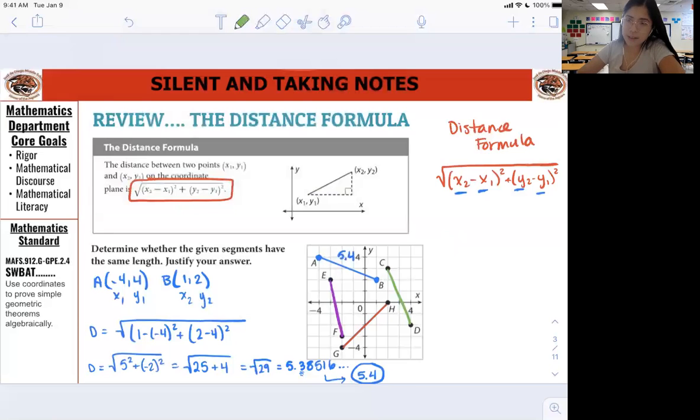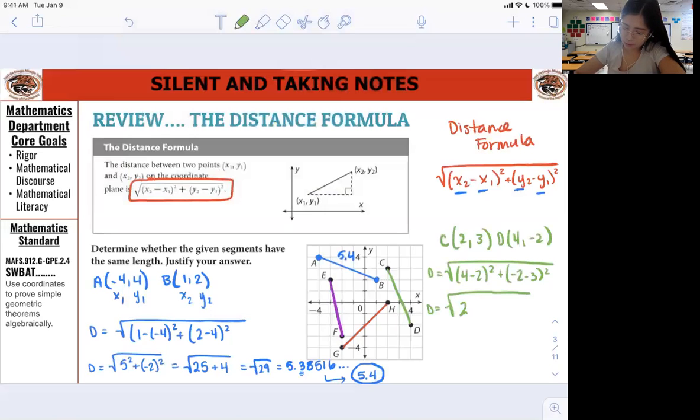Let's check. C is 2 comma 3, right? D is 4 comma negative 2. So far, so good? Okay. The distance is the square root of 4 minus 2 squared plus negative 2 minus 3 squared. Okay. So far, so good? Good. Then 4 minus 2 is 2. Negative 2 minus 3 is negative 5.